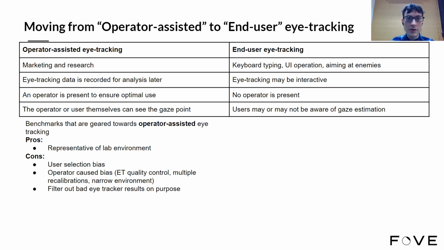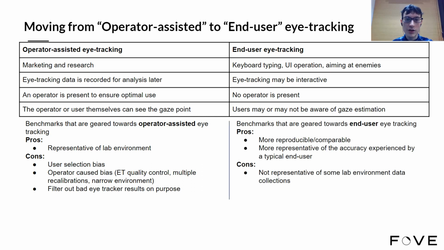Often operator-assisted eye tracking benchmarks utilize filtering, which filters out bad eye tracking results on purpose. This is reasonable for certain research environments, where the accuracy of the data takes priority over integrity and continuity. The downside of this is a reduction in comparability and representativeness. For end-user eye tracking, we have no participant preselection, minimum operator influence, and as few restrictions on the environment as possible. It will represent general-purpose eye tracking usage for end users. Still, for some laboratory environments, it might be less representative compared to operator-assisted eye tracking.